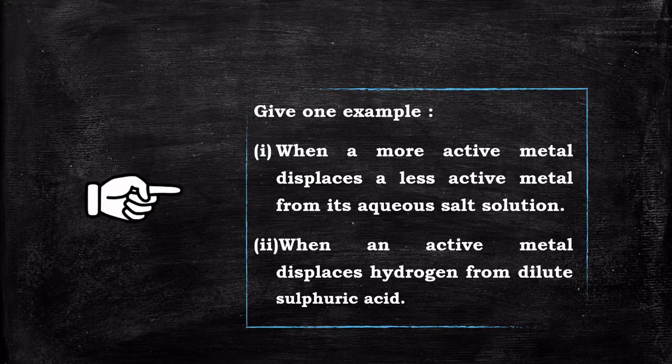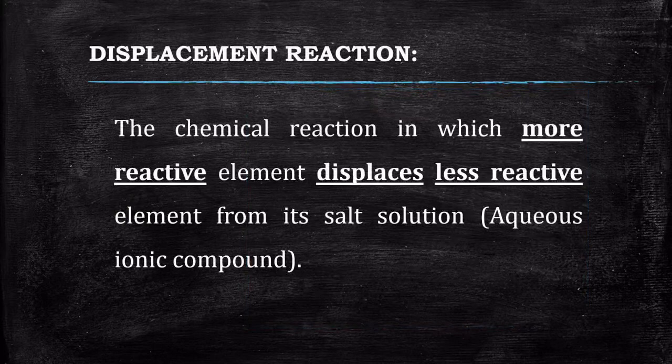So in order to solve these types of questions, first things first, we're going to study again the definition of displacement reaction and try to understand it. So what is displacement reaction? A chemical reaction in which a more reactive element displaces a less reactive element from its salt solution is known as displacement reaction.